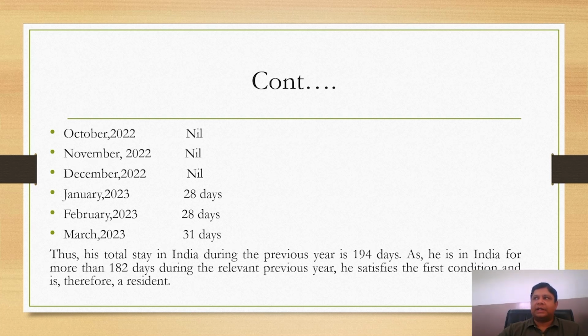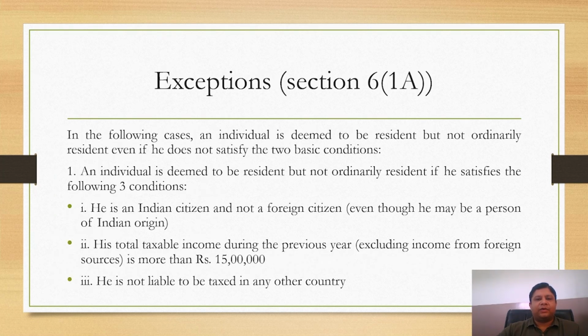Hope you all will understand this and you are able to get clarity about the residential status and its calculation. Moving further, there are some exceptions to these rules which we have studied in the previous slide. Exceptions are mentioned in section 6, subsection 1A. In the following cases, an individual is deemed to be resident but not ordinarily resident even if he does not satisfy the two basic conditions.